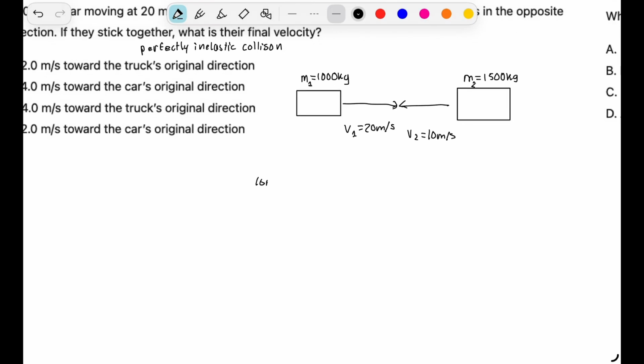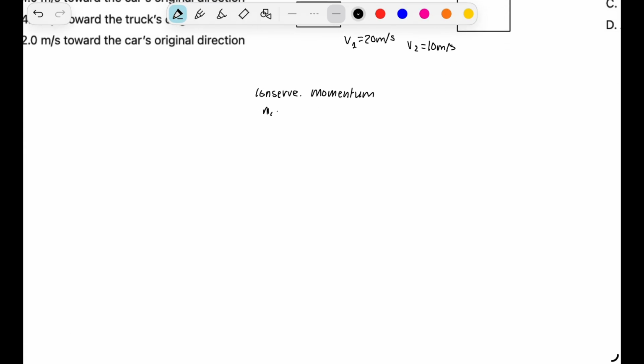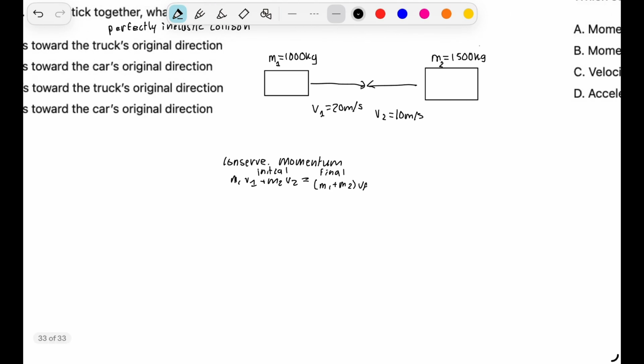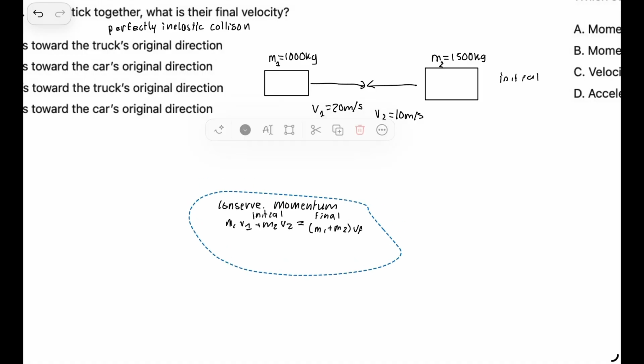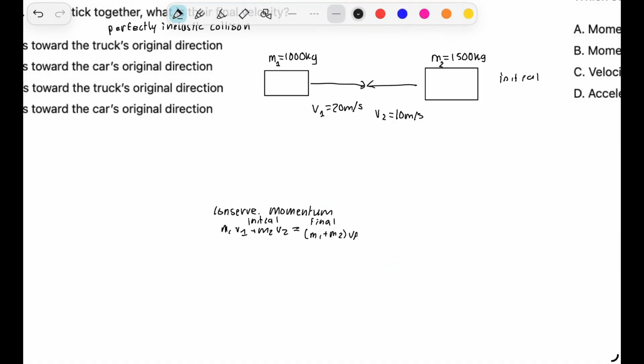So we have conservation of momentum. You have m1 times v1 plus m2 v2. So this side is your initial side. We're going to just call this your initial side so we don't have to label the variables. And then this side is final. So this is going to be m1 plus m2 times vf because it's one mass now. So this is your initial state. But then once they stick together, it's going to be one combined mass.